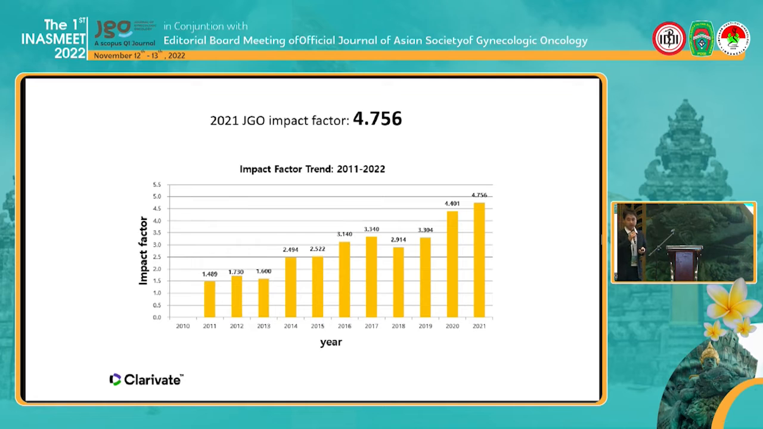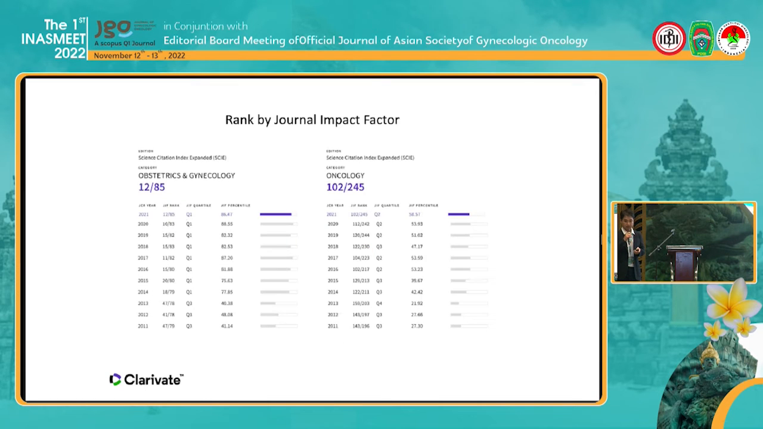And these are the impact factor trends. As you can see here, luckily, we are continuously growing. And the latest impact factor of last year is 4.756. And JGO ranks in the first quartile in the category of OBGYN journals, and the second quartile in oncology journals.